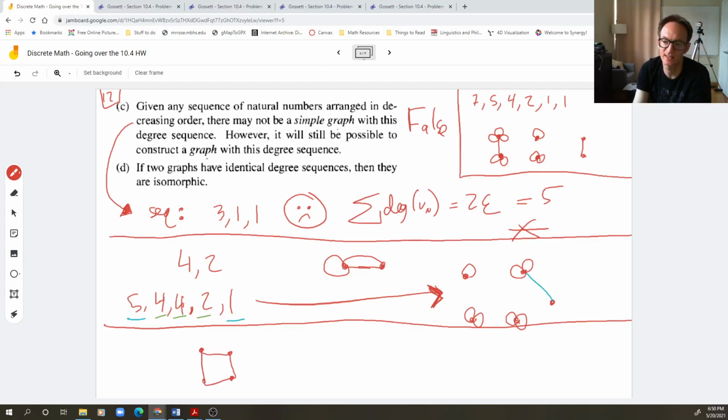Because here is a graph. This is a graph with degree sequence 3, 3, 2, 2, 2. But now I'm going to make a non-isomorphic graph with degree sequence 3, 3, 2, 2, 2. Well, I probably can't do this in the cool way that I want. Wait, maybe I can.